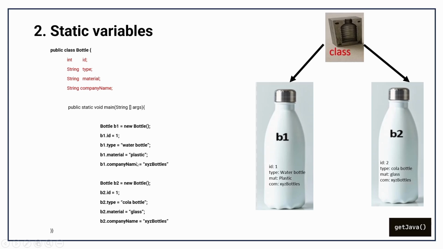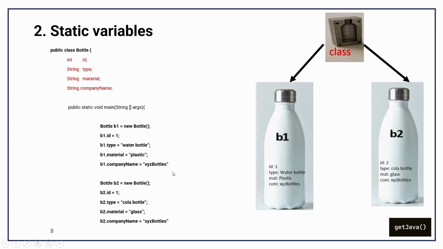If we create 1000 objects, we will have to go ahead and set this variable company name for all those 1000 objects, even though the company name will be the same for all those 1000 bottles. So we are repeating the code again and again for those 1000 bottles. B1 will have its own separate copy of this variable company name. B2 will have its own separate copy. So we will have to set this variable for each of the 1000 objects which we are creating. So is there a better way that we can create this variable company name instead of creating it 1000 times? Yes, we can go ahead and create a static variable.